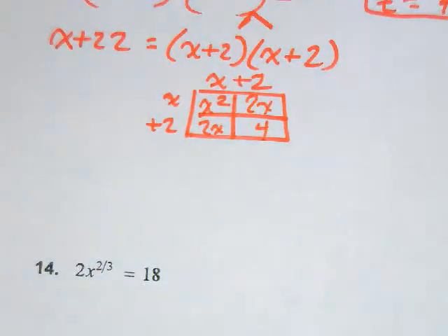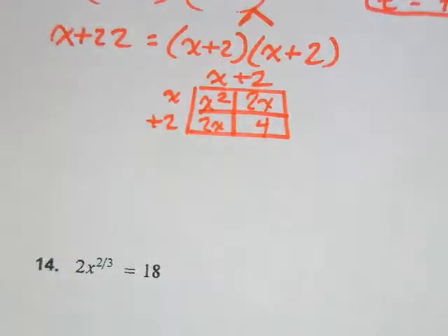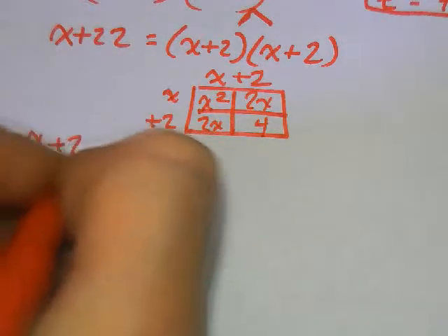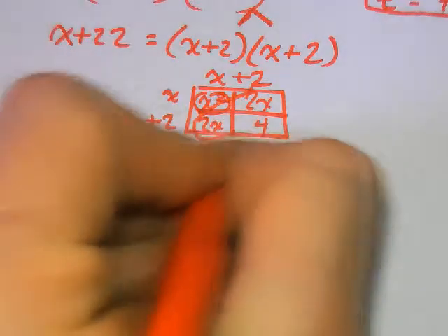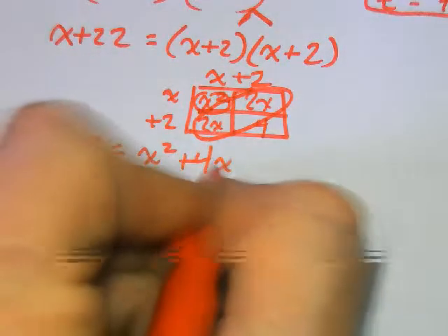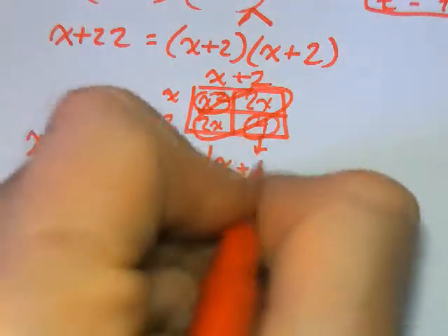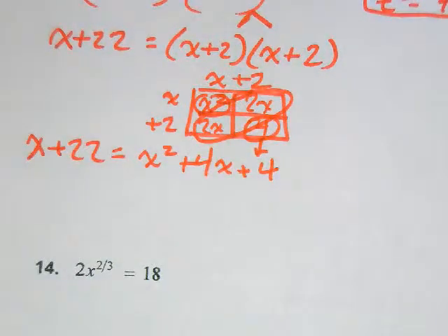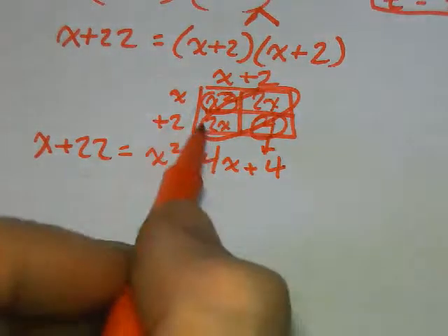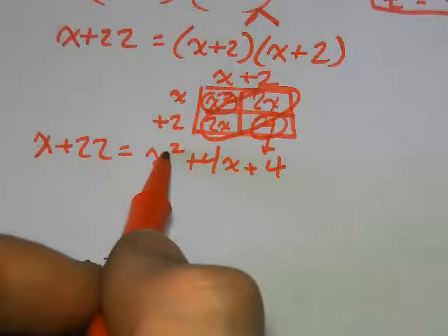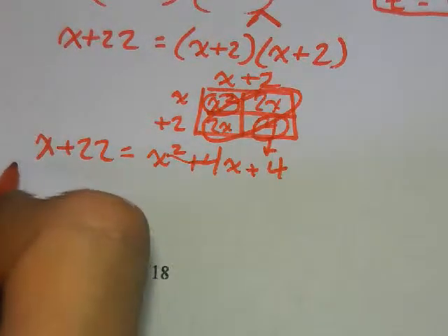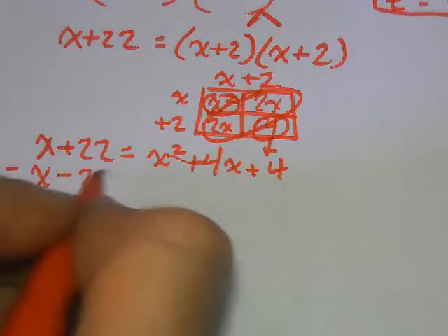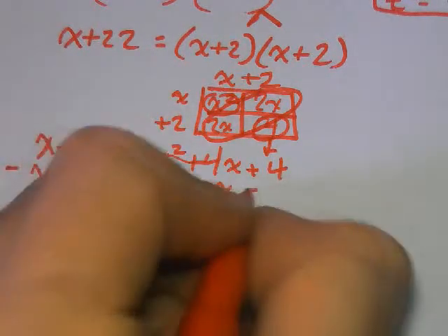So this will be x plus 22 equals x squared plus 4x plus 4. So to actually get the solution, now that we have an x squared in the mix, we're going to have to set this equal to 0. So I'm going to subtract x and 22 from both sides to set it equal to 0.